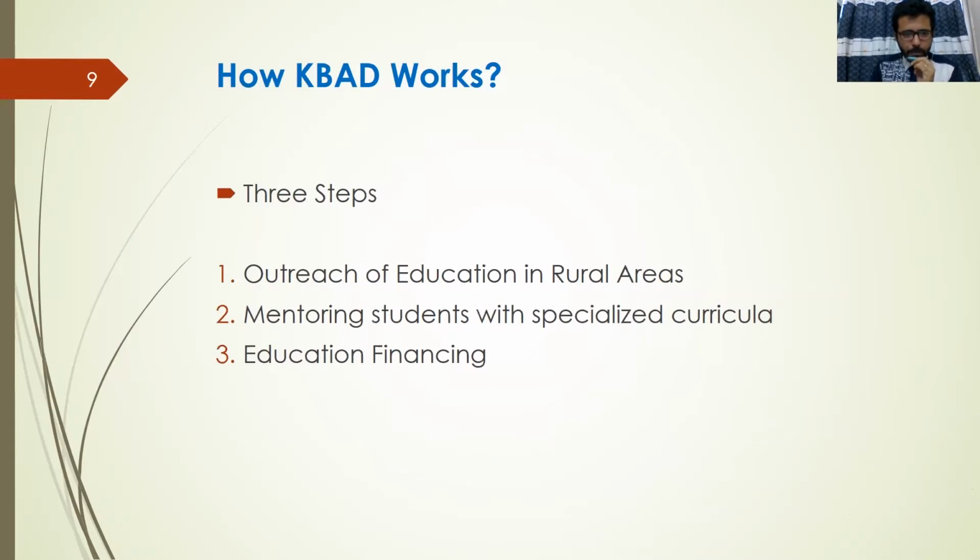And how does KBAD work? There are three steps of KBAD: outreach of education in rural areas, mentoring with specialized curricula, and education financing. One thing we need to think about is that the outreach should be even and homogeneous. It should not be urban-centric. That's why we focus on the rural areas, because most private universities are not concentrated in rural areas. They are basically concentrated in urban areas.